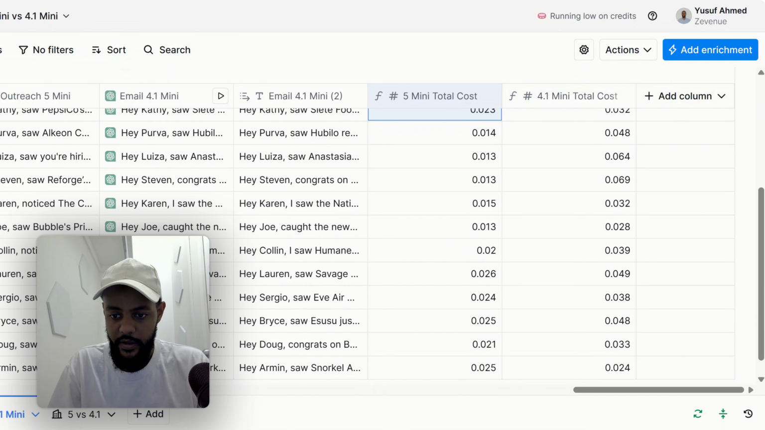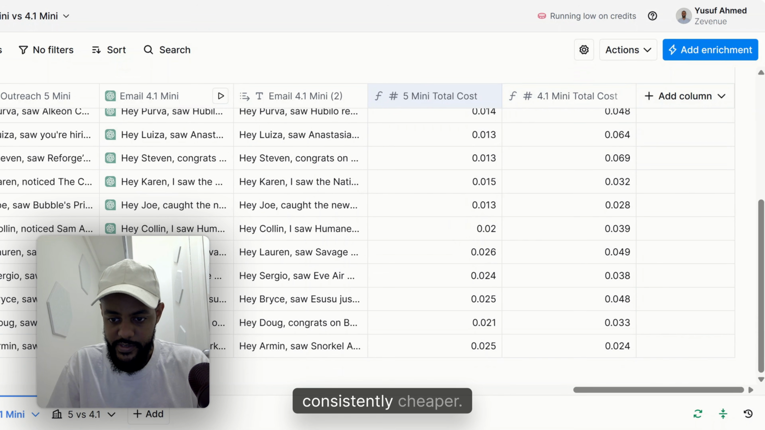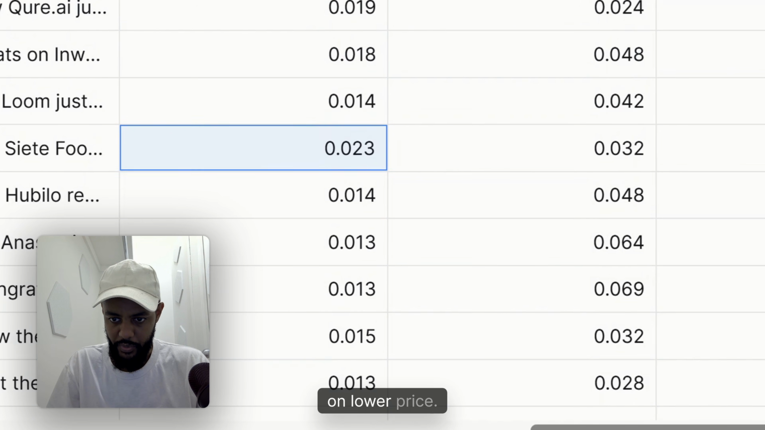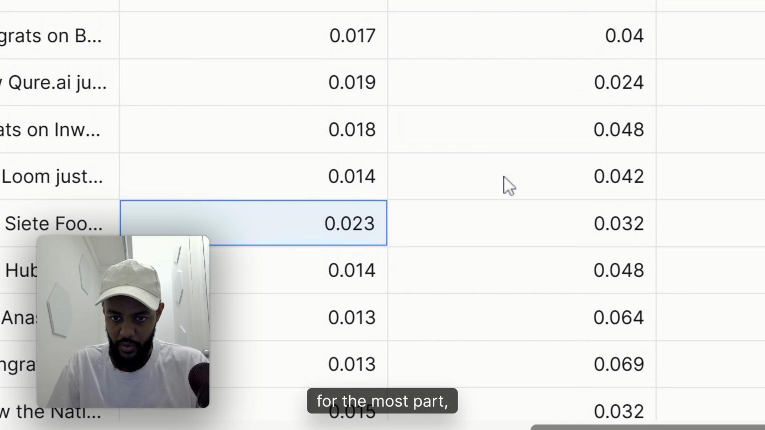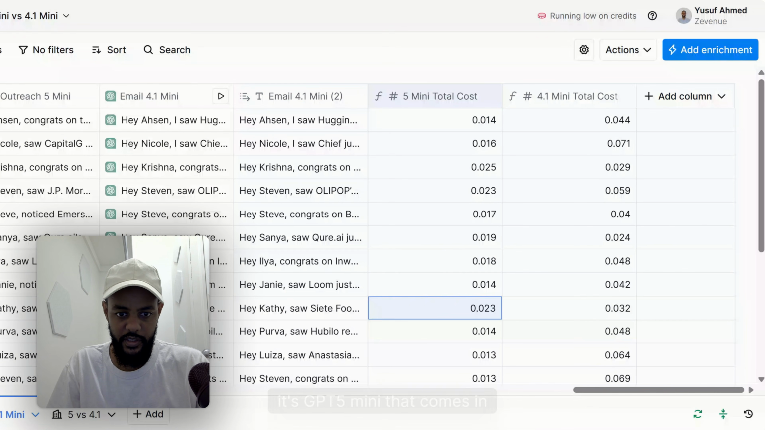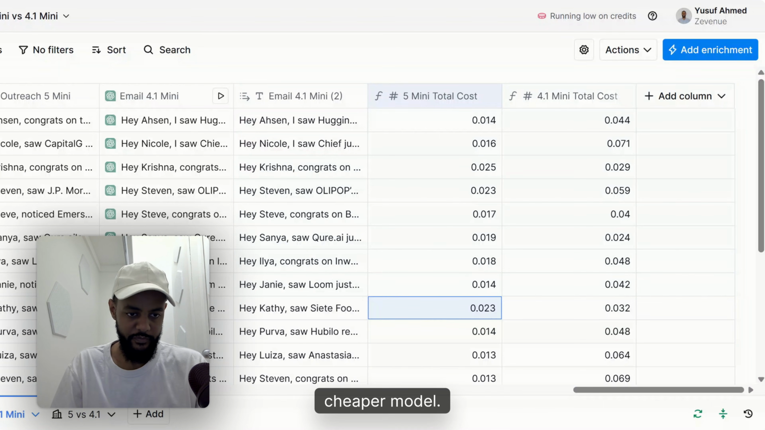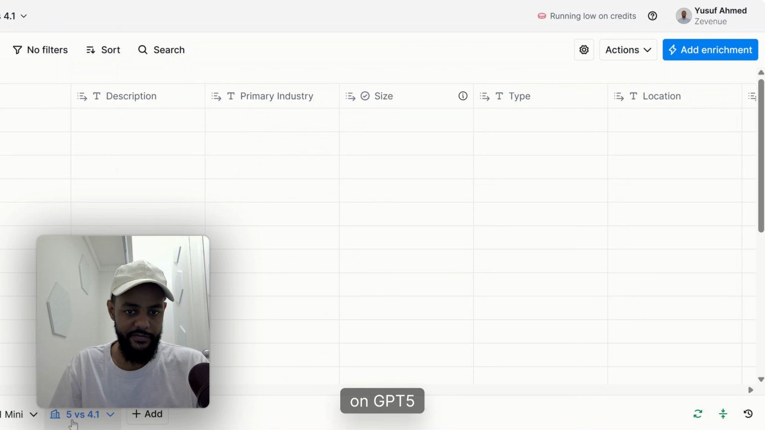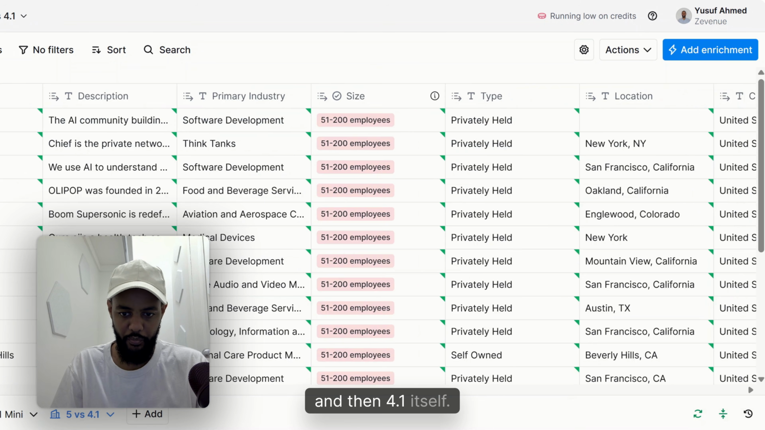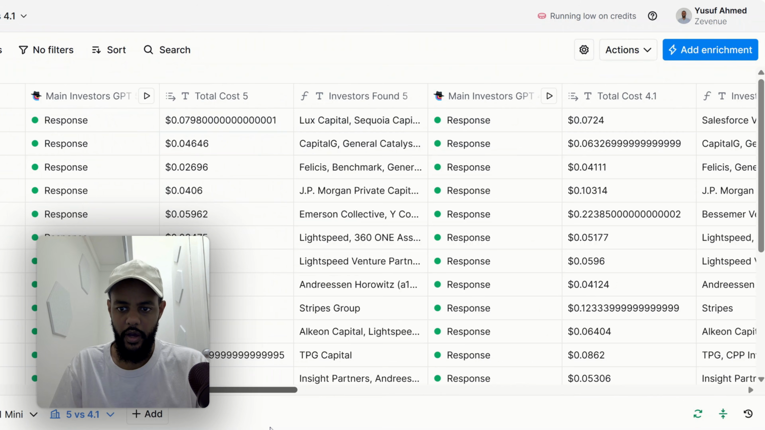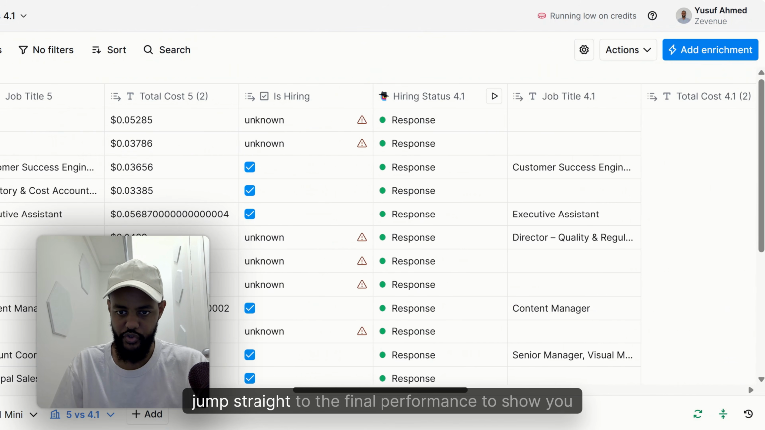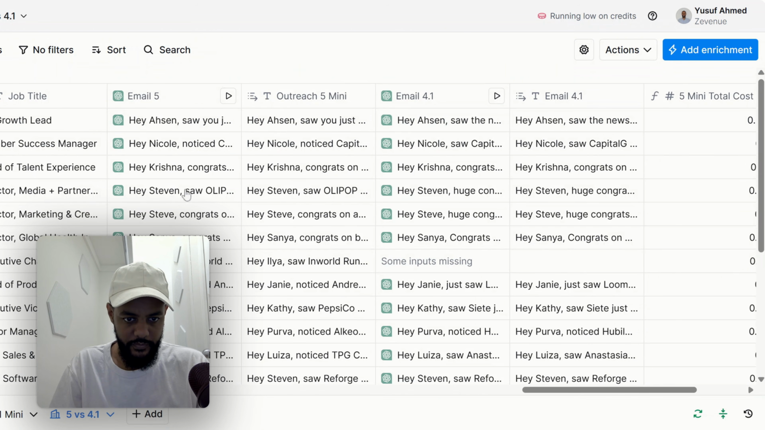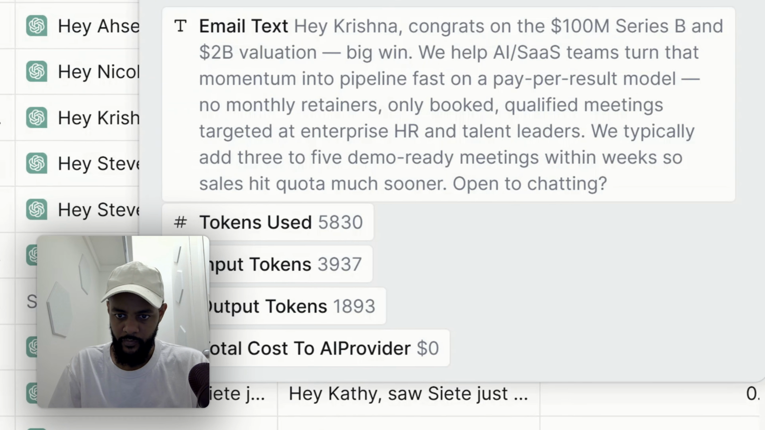And we are seeing that 5 mini does come in consistently cheaper across each of these. Here's one where 4.1 mini came out on lower price. But for the rest of these, for the most part, it's GPT-5 mini that comes in as the cheaper model. As a bonus, I ran everything else again on GPT-5 itself and then 4.1 itself as a model. I'm going to skip all of these and just jump straight to the final performance. We're going to go back to the Mercer example.